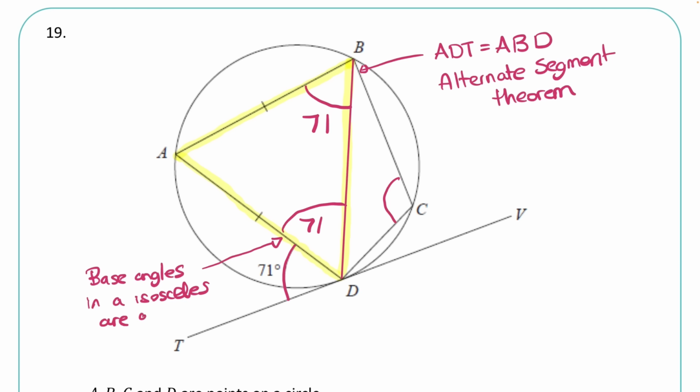And we can now find the top angle in the triangle as well. Angles in a triangle add up to 180 degrees. So if we do 180 and we take away 142, that's going to give us 38. That's the top angle there in the triangle.